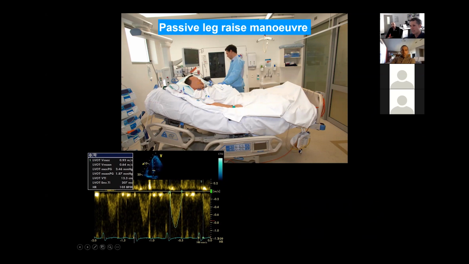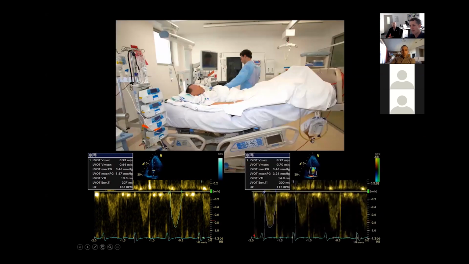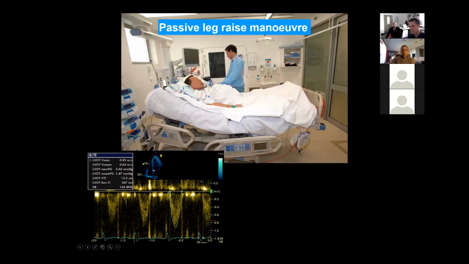And what I mean by that is I start off by doing it when they're sitting upright, so 30 degrees at least head up. And I put my hand on the chest, I take a picture, I try and get it with my closing click as accurately as possible and measure out the LVOT VTI.